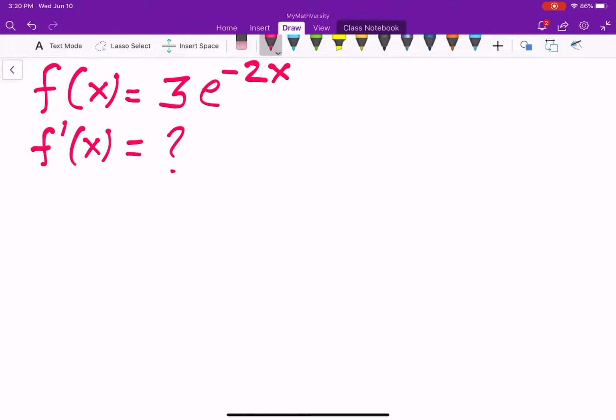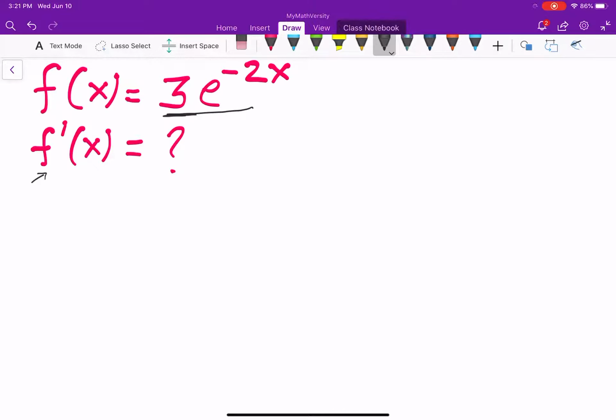So here we have the function given as 3 times e to the power negative 2x, right? And our goal is to find f prime. So this is our question. So how do we find the derivative of the given function?